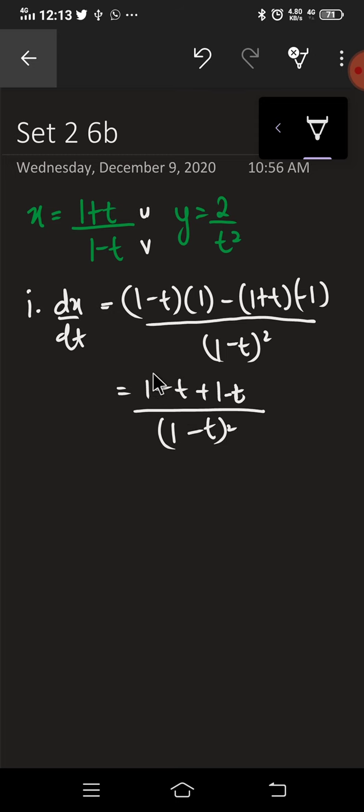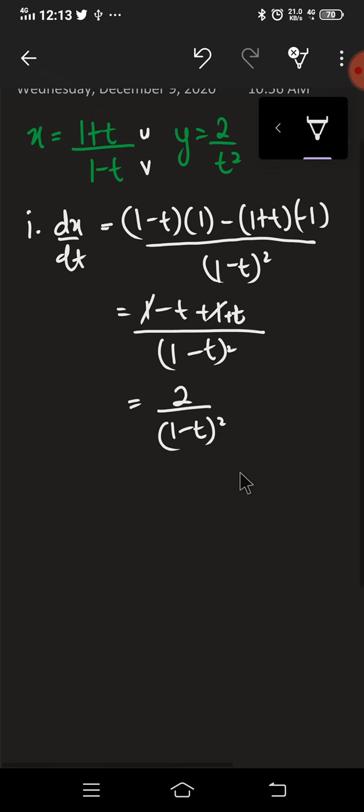So what do we get here? 1 plus 1 is 2. Negative t minus t is negative 2t. Is it? Negative, negative, positive, negative, positive, positive here. So we get 2 over (1 minus t) all squared for dx/dt.